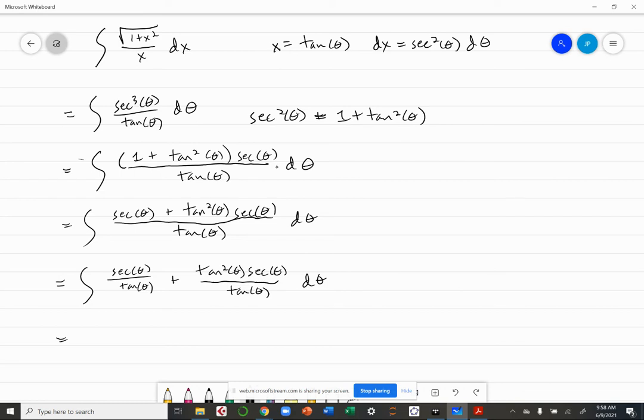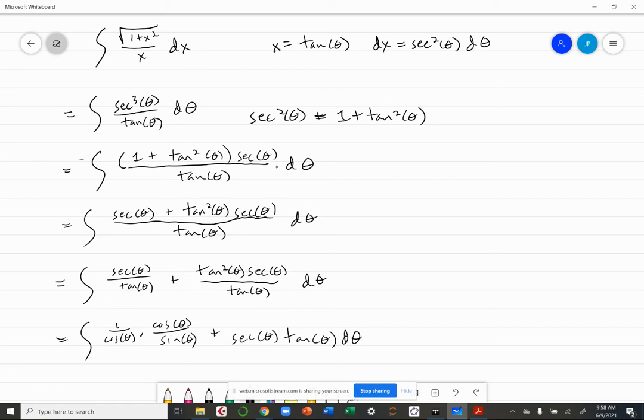And now we got to do some trig identity wizardry. Secant over tangent is the same as 1 over cosine over sine. Dividing by a fraction is multiplying by the reciprocal. Plus this whole thing, okay, we can factor one tangent, so that just turns into, instead of tangent times secant, I'm going to write it as secant times tangent, because you know that integral.